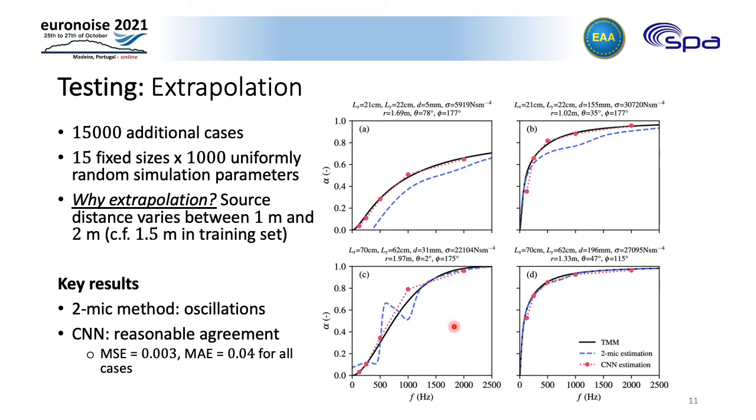The predictions with the 2-microphone method are most accurate in the bottom right case, and otherwise yield oscillatory deviations in the spectra. In contrast, the CNN demonstrates a reasonable agreement even when the source distance is different from the one in the training set. This indicates the potential of the network to generalize to unseen cases.